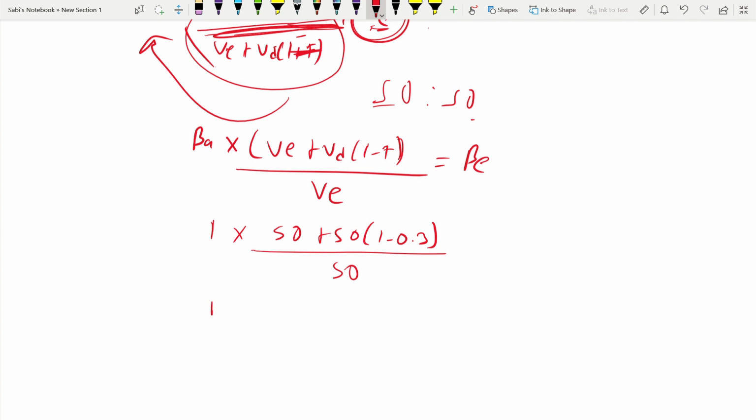Your equity beta at the end should be what? 1.69. Is this correct or not? Definitely it's correct, because equity beta is more than asset beta. Asset beta is 1. This is 1.69. That means this has to be more than 1.